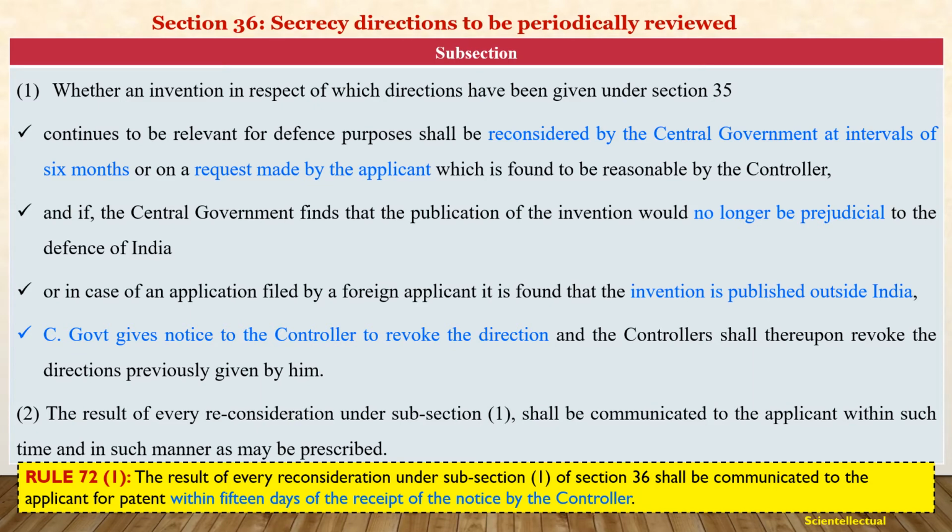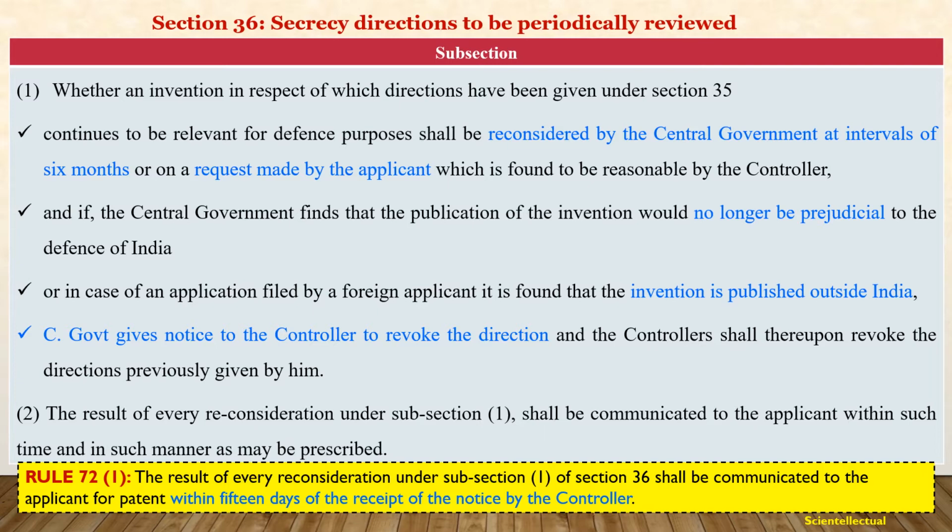Section 36: Secrecy directions to be periodically reviewed. Subsection 1. Where an invention in respect of which the direction has been given under Section 35, that is, the controller has given a secrecy direction under Section 35 that this patent application is falling under the class notified by the central government and thus relevant to the defense purpose, and so there is prohibition or restriction to the publication of that application.